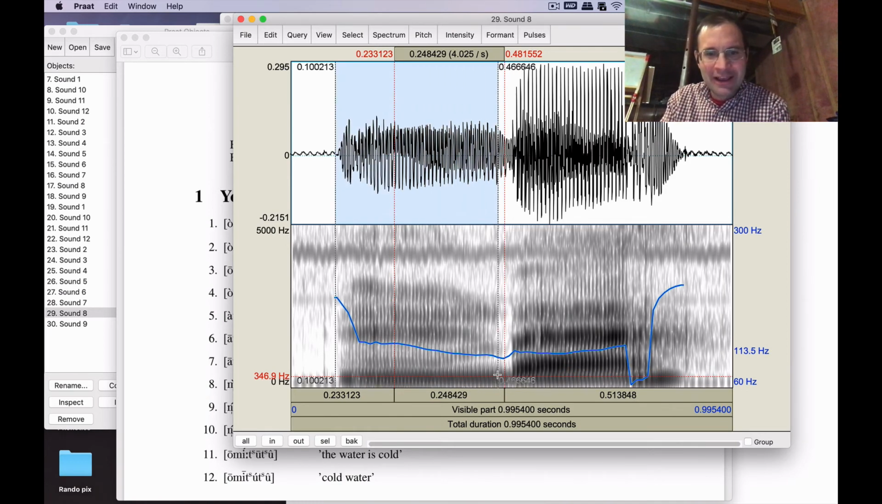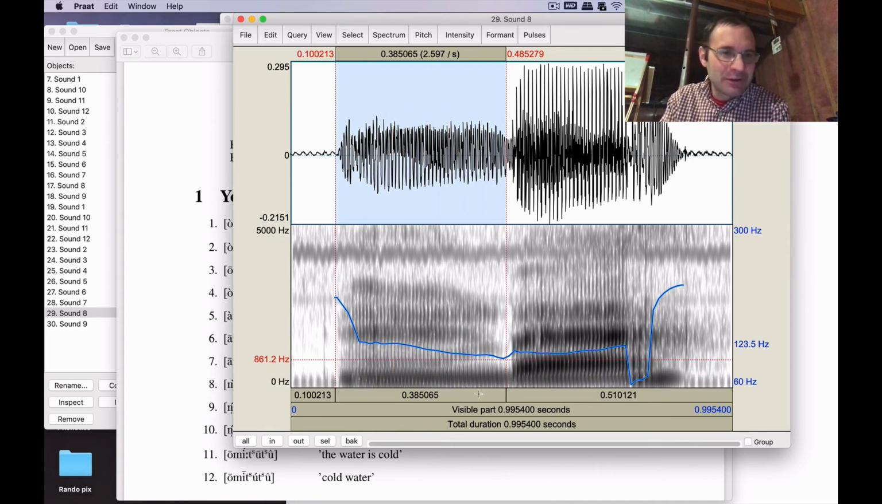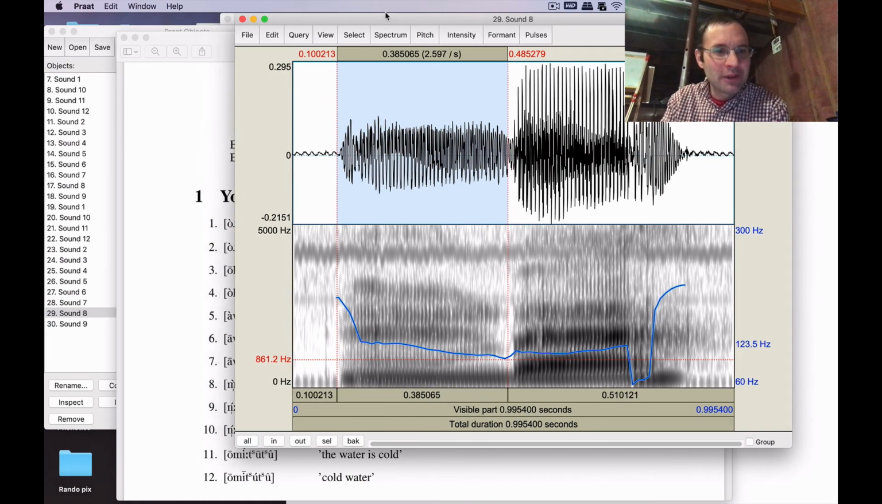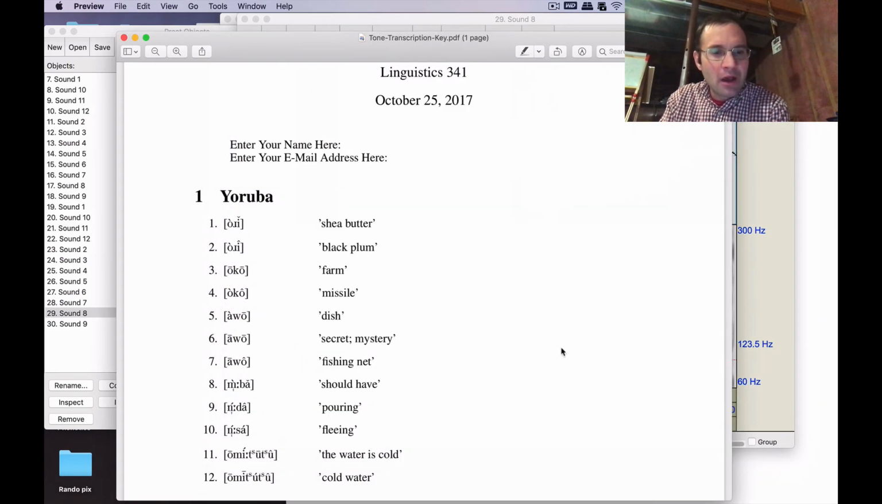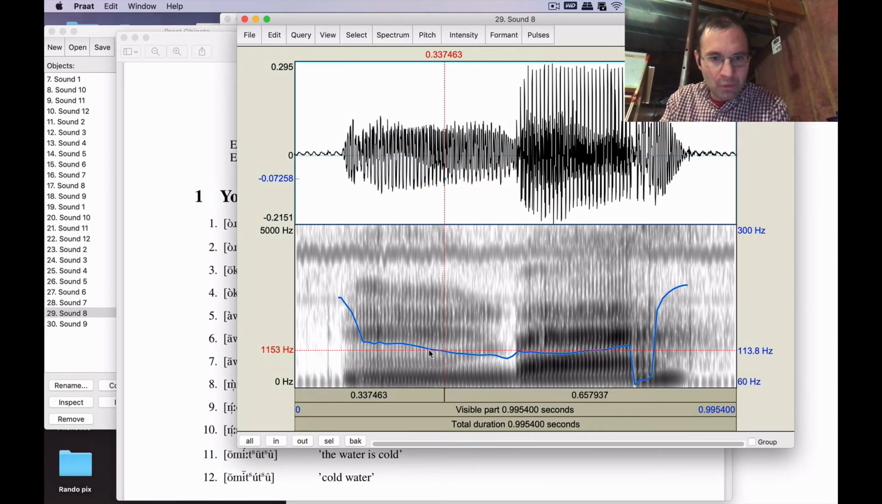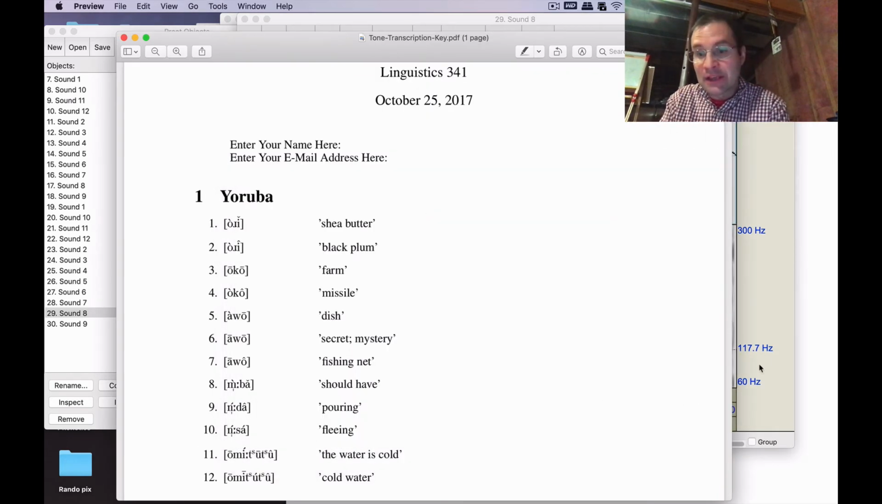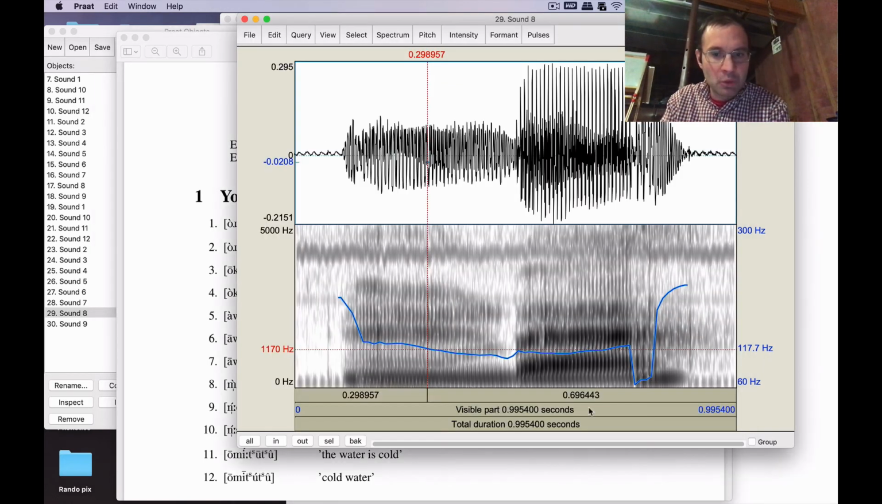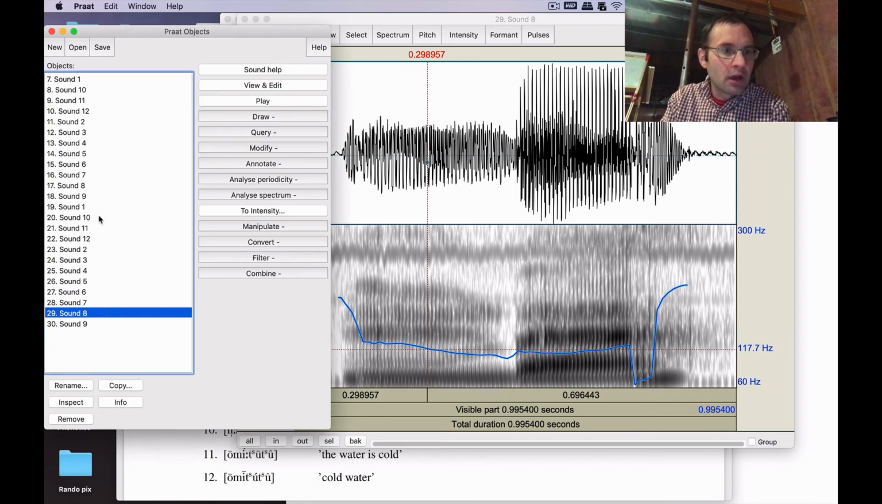Something's going on there, but I'm not worried too much about the segment itself. We can think about the tone. I've got it transcribed here as something relatively low, around 113, kind of in the middle, 115, and then rising at the tail end. So it should sound like what we had for number 1, more or less. Ori.